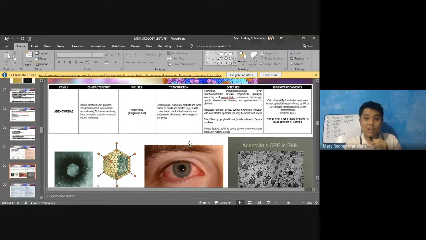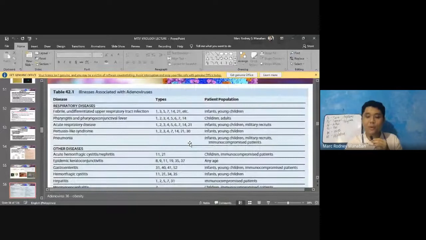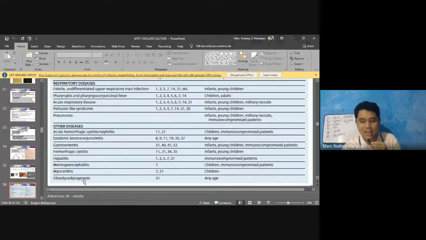All right. Now, here's a summary of all the serotypes that can cause disease. Take note. Obesity and adipogenesis. So there's an adenovirus associated with that.